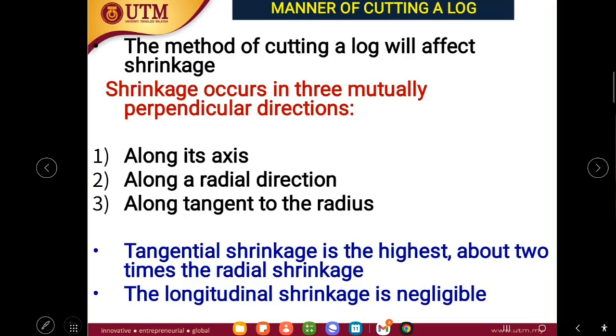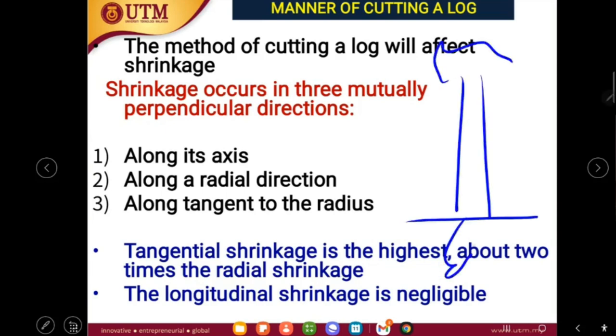The method of cutting a log: when we have the log and cut it into lumber, the method of cutting actually results in different extents of shrinkage. The shrinkage normally can happen along its axis. So when you have a tree like this, and then you have roots, the shrinkage will happen in this direction, which is along its axis.